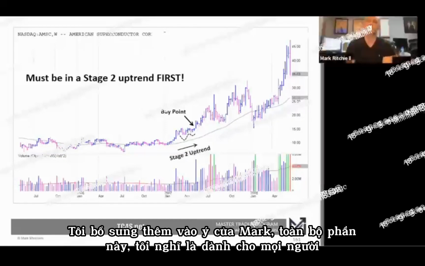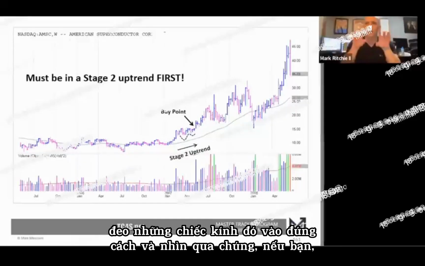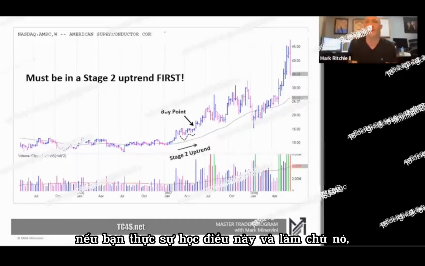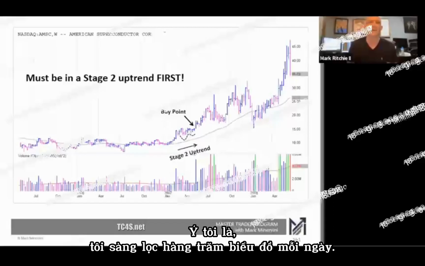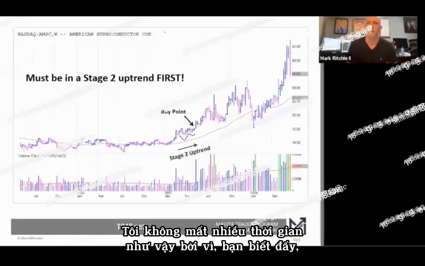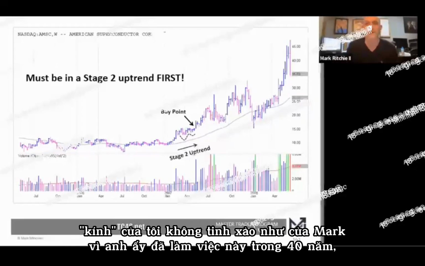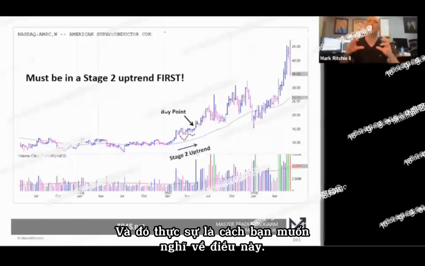Then I'll just add too, Mark, this whole section on the VCP, if you think of it as really learning how to put those glasses on properly and to look through them, if you really learn this and master it, you will eliminate 99% of the stuff you don't want to be looking at. I screen hundreds of charts a day. Doesn't take me that long because my glasses aren't as refined as Mark's, because he's been doing this for 40 years, but they've gotten pretty good over the last 12, 13 years. And that's really how you want to be thinking about this.